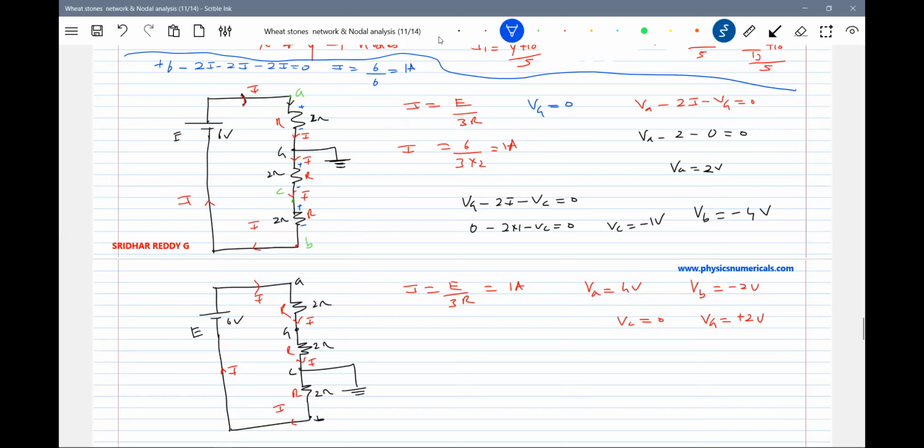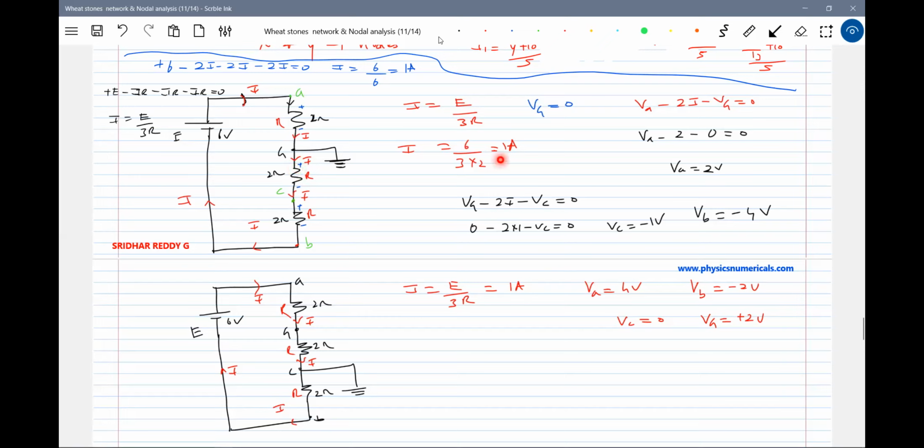Okay, some are getting confused, so I'll show it another way, in terms of symbols. Hope you are able to understand now. So I is equal to E by 3R. Why the negative sign? Current enters positive, it leaves negative.